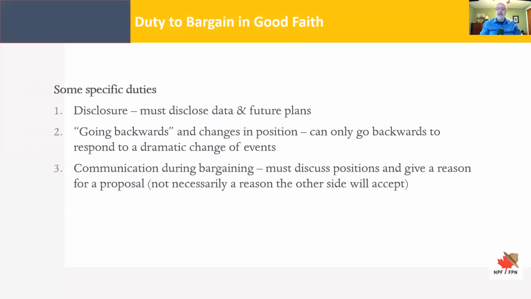Three specific aspects of the duty to bargain in good faith that I wanted to bring to your attention. The first is disclosure. Both sides have to disclose data. The data is things like basic compensation information and basic demographic information. Who's in the bargaining unit? How old are they? What's their length of service?